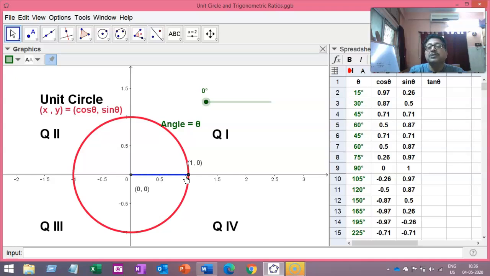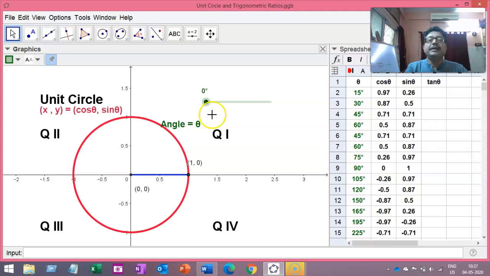What is cos 0? Cos 0 is base by hypotenuse, they are of equal length, so the value will be equal to 1. Accordingly, you can find the trigonometric ratios of all the angles. Now what I told you: if our initial line rotates in the anti-clockwise sense, then a positive angle will be formed. Due to its rotation, we will get a positive angle.